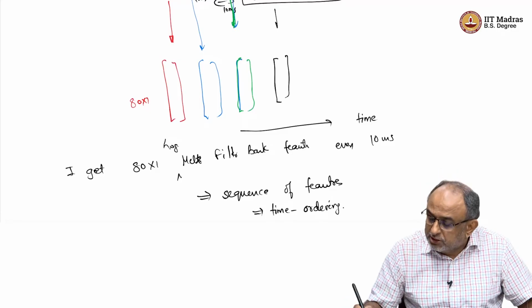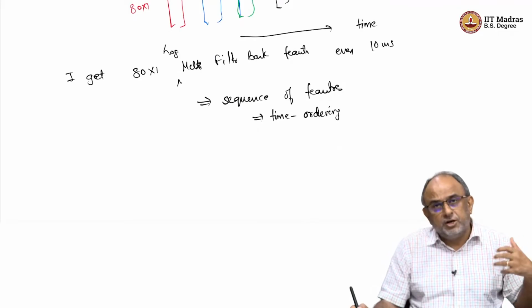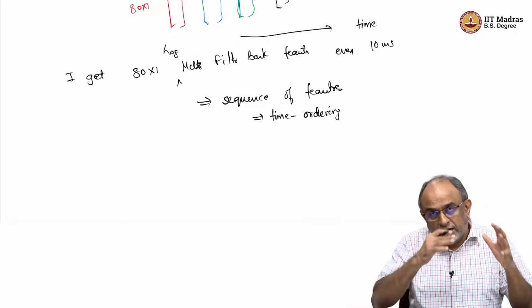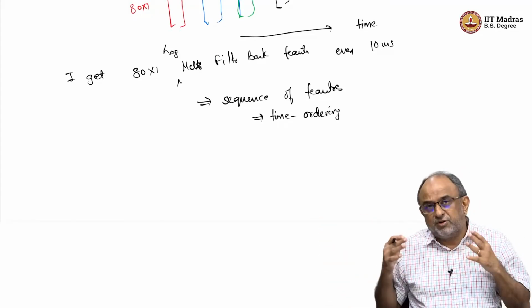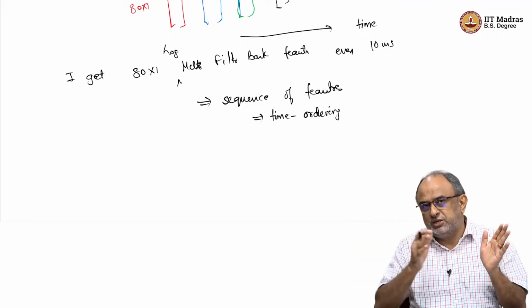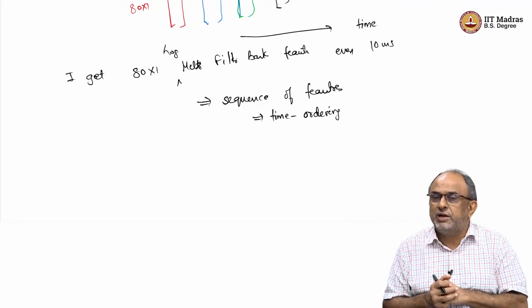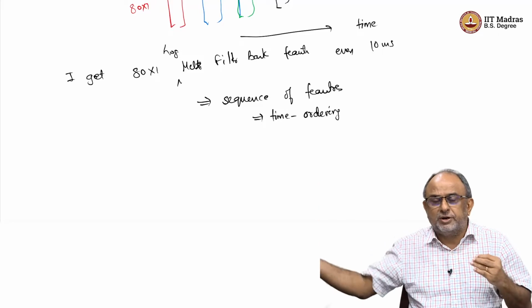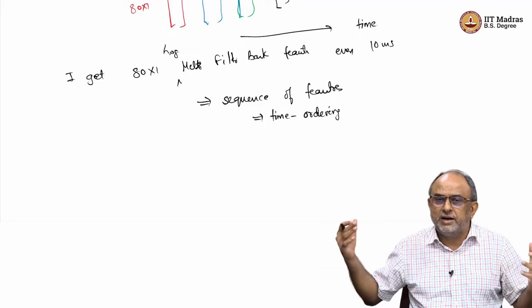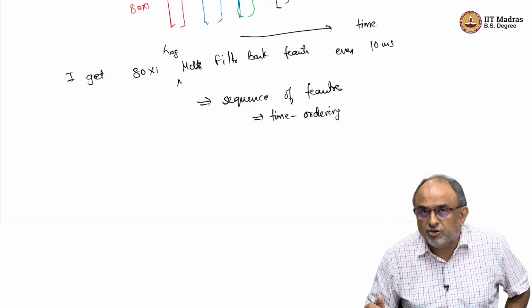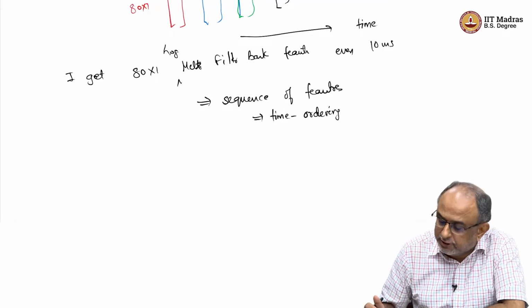So the sequence information is very important in many applications, and that is why we have time series analysis. The order in which things appear is also very, very important. It is also used in predicting, whether stock market and so many things. So this time ordering is always a very, very important aspect.